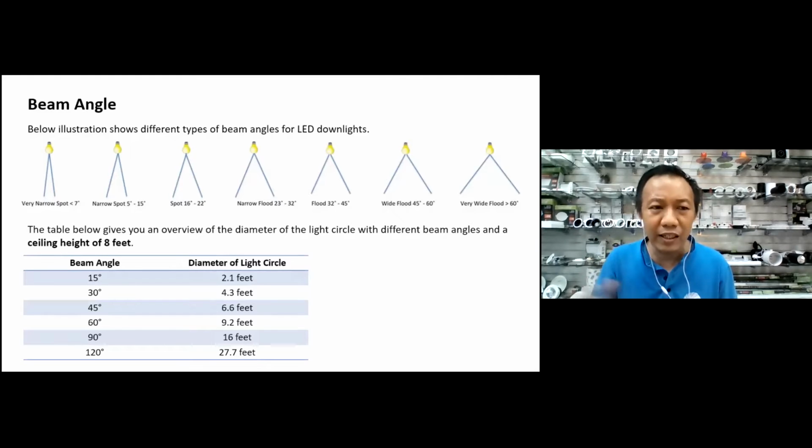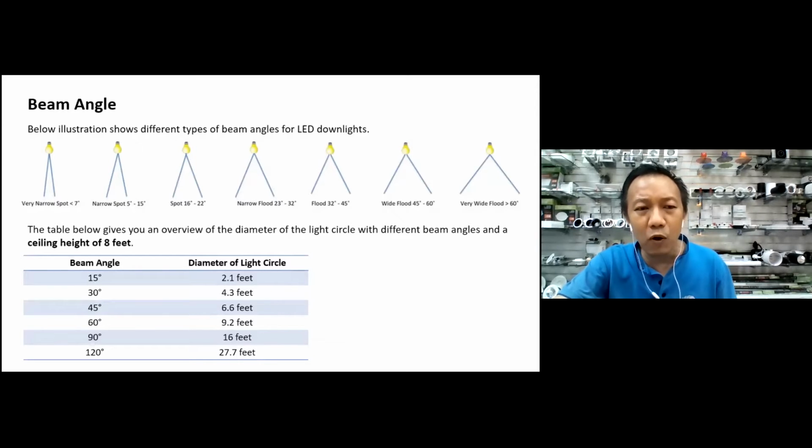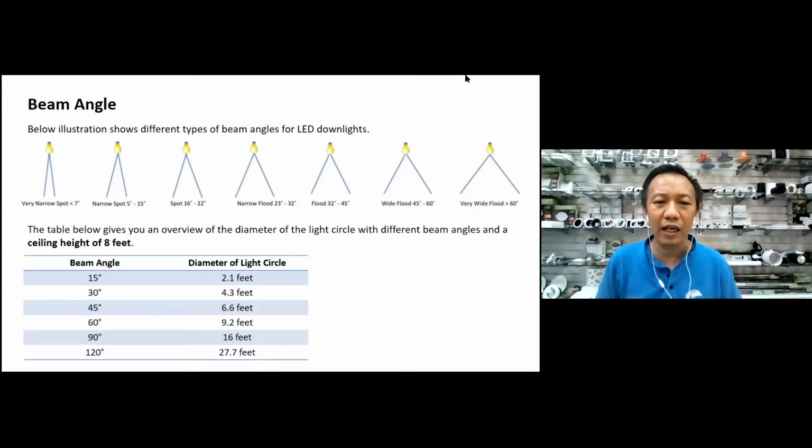To give an idea, paano mo nalaman kung anong beam angle gagamitin ko? Ito basically halos physics lang ito eh. The table below gives you an overview of the diameter of the light circle with different beam angles and a ceiling height of 8 feet. Normally sa ordinary bahay, yan yung ceiling height mo.